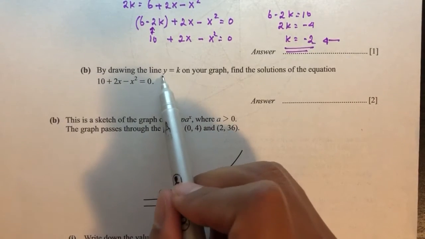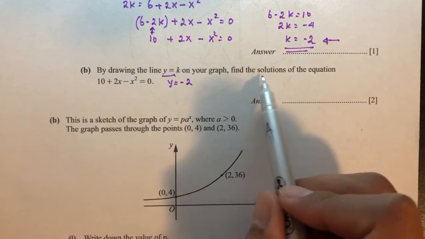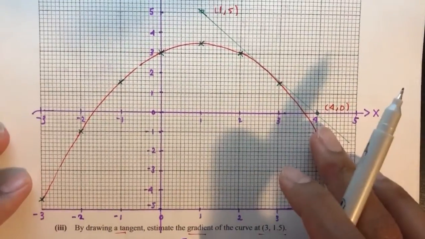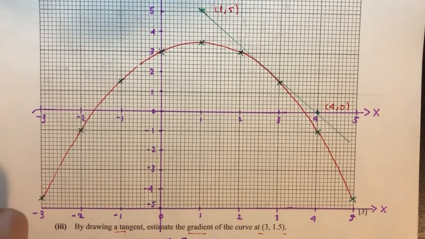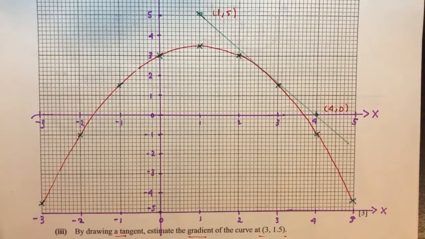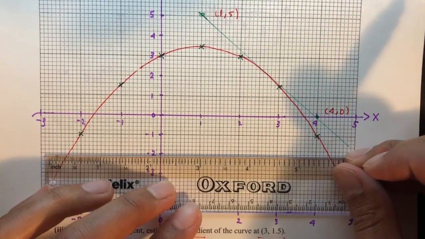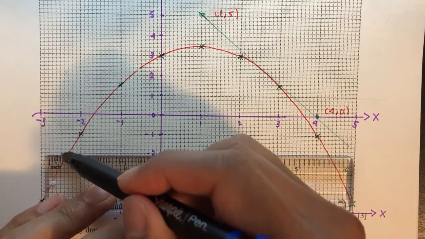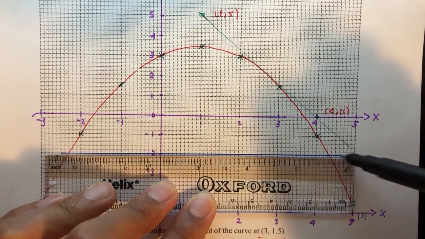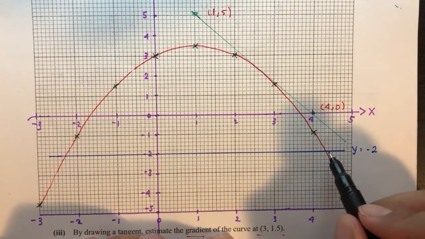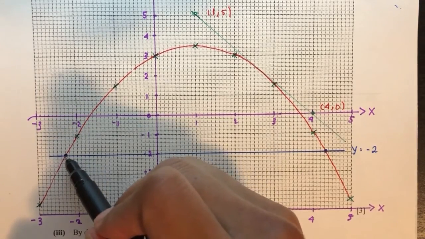Now for part B, by drawing the line y equal to minus 2, find the solutions of the equation. So let's draw the line on the graph, y equal to minus 2. That will be on this point. Let's see where it cuts the graph. So y equal to minus 2 will be this line. That's the line y equal to minus 2. It cuts the curve here, at these two points.